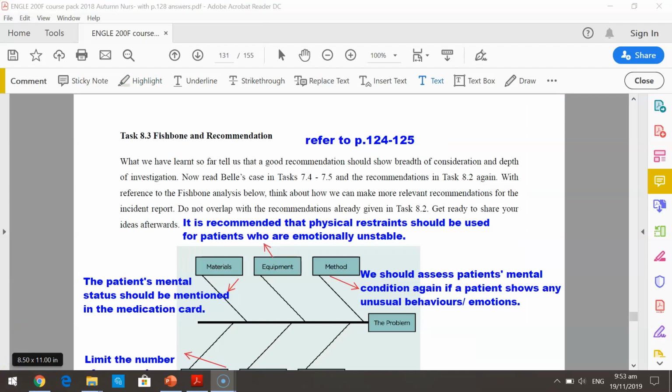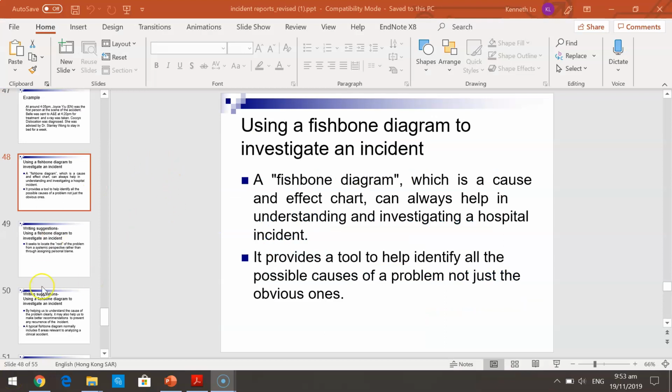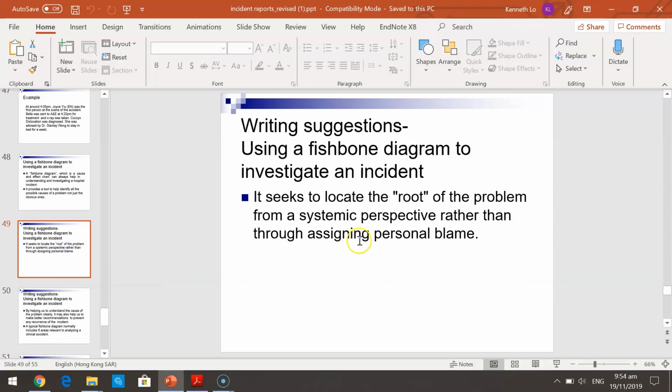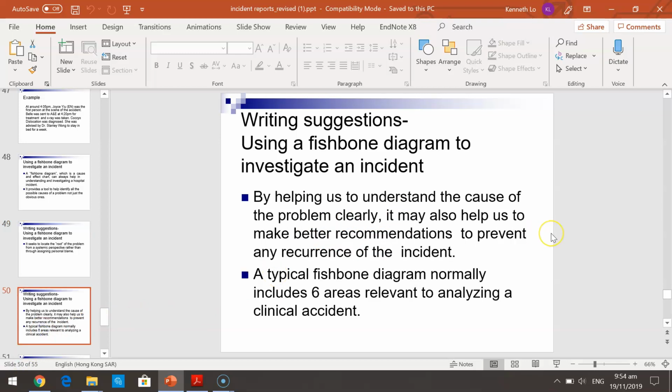Now I'd like to say something regarding the fishbone diagram, which is useful to help you brainstorm ideas to make recommendations. You can refer to these slides from the PowerPoint that I uploaded to OLE earlier on using a fishbone diagram to investigate an incident. Basically, a fishbone diagram is a cause and effect chart that can help in understanding and investigating a hospital incident. It provides a tool to help identify all possible causes of a problem and not just the obvious ones. It assists to locate the root of the problem from a systematic perspective.